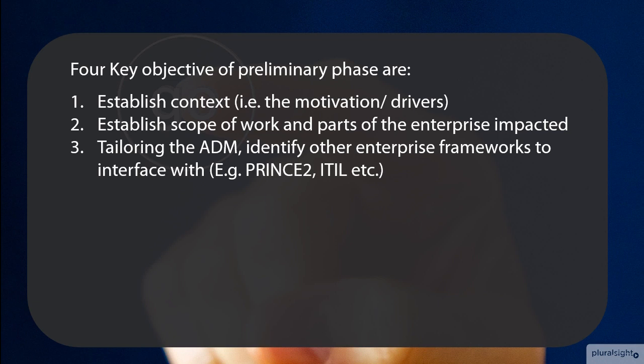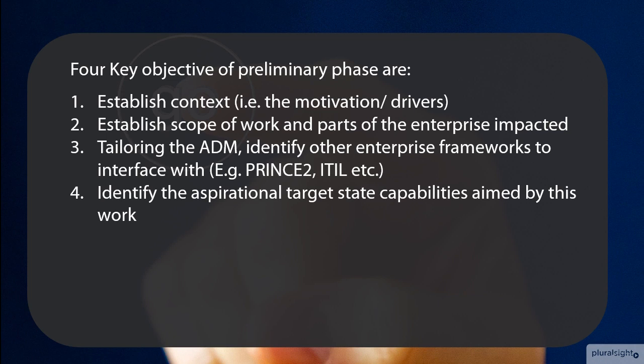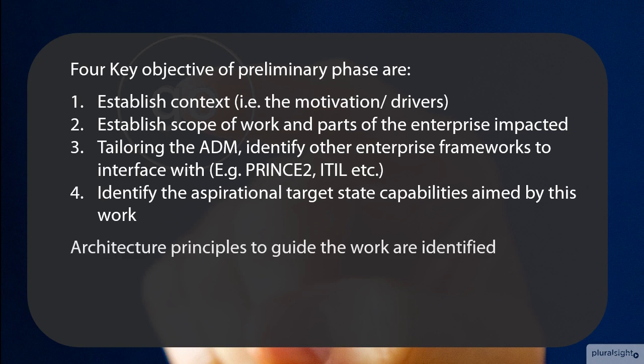And where customization is needed, this phase actually articulates how the customization occurs. It also, at a high level, articulates the rough sketch, a preliminary view of the target state capabilities of the enterprise that is aimed for by the ADM cycle. In addition to these, this phase also typically identifies a set of candidate architecture principles that will guide the architecture work in that iteration and other iterations spawned from it.